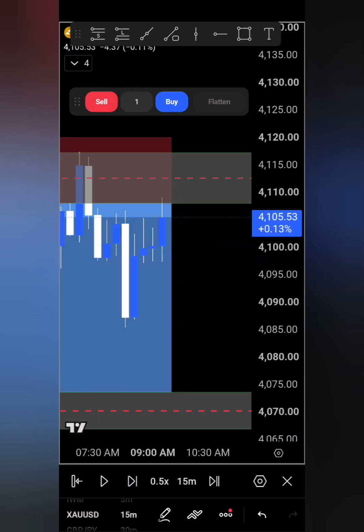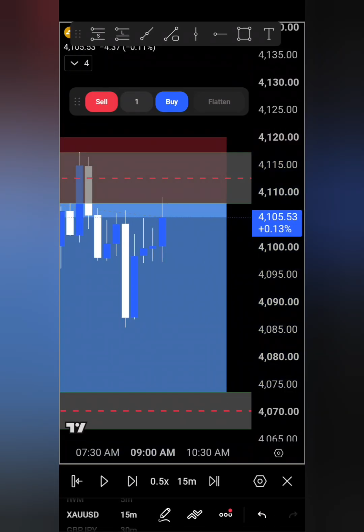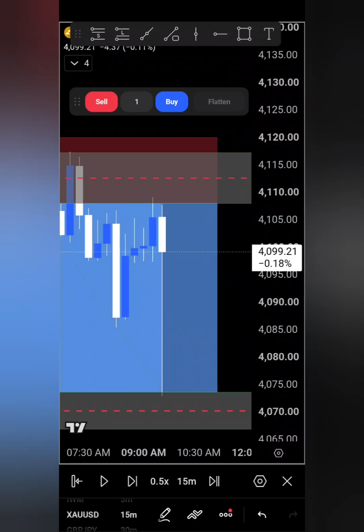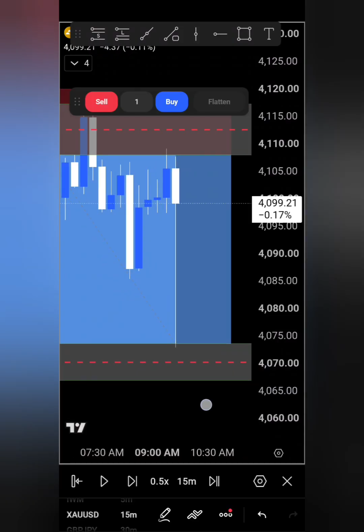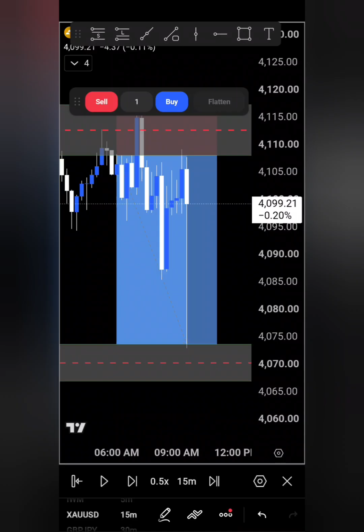Gonna see what happens. It's cooking, pushing up, back and forth. And Trump said, "Let me tell you something." And boom, TP hit. TP hit, just like that. This works all the time.